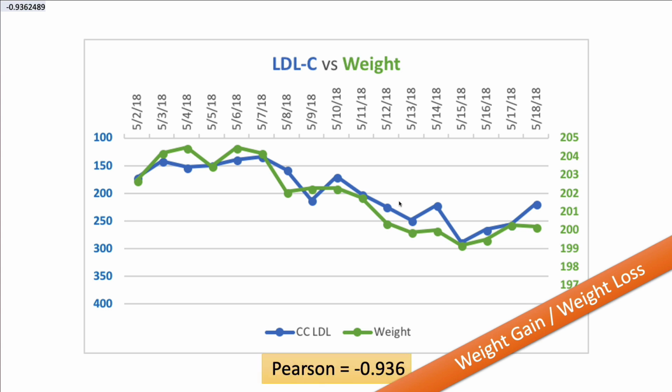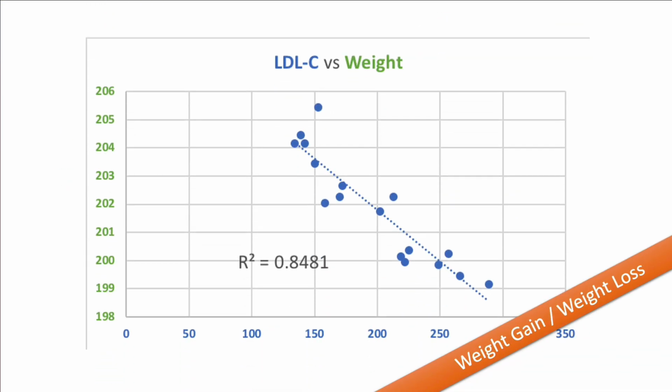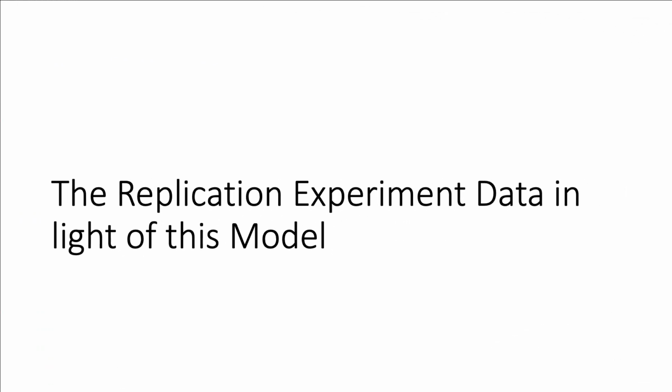The Pearson of negative 0.936, or to geek out and put it on a scatter plot, it's an R2 of 0.8481. That's extremely strong of LDL-C versus weight. Granted, this isn't a transient period, but it's very strong data. But the most robust data I have is from the replication experiment data, and we can look at it in light of this model.